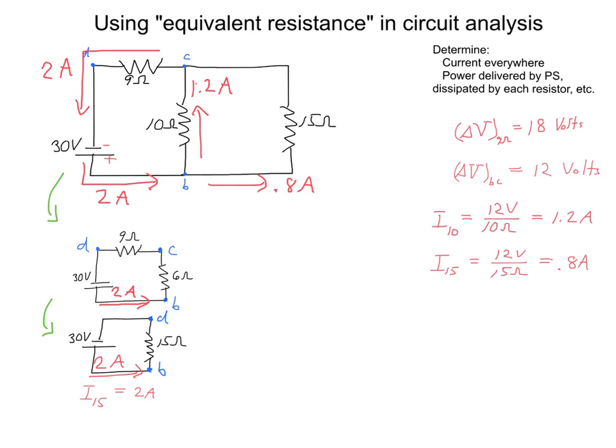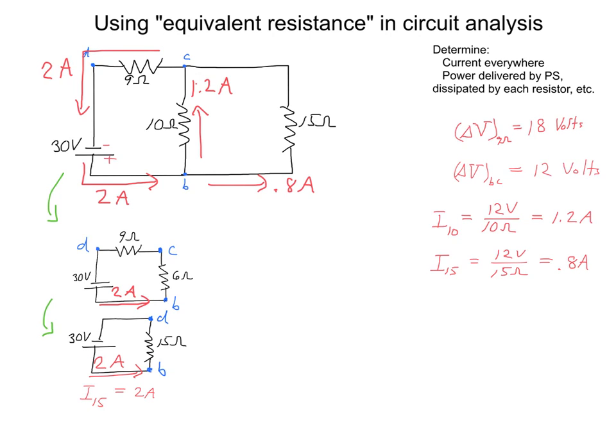Before moving on to calculate the power delivered by this power supply and dissipated by each resistor, I want to talk about another way we could have found the voltage drop between points B and C. Earlier we calculated the equivalent resistance between points B and C for this network of 2 resistors in parallel, and we found that it was equal to 6 ohms.